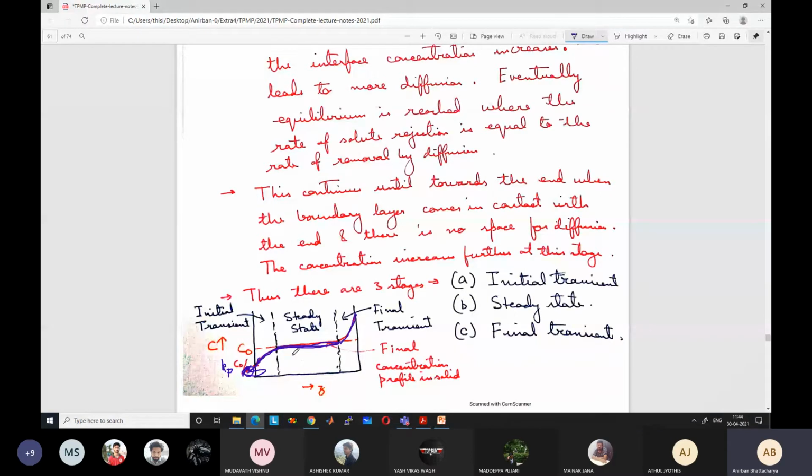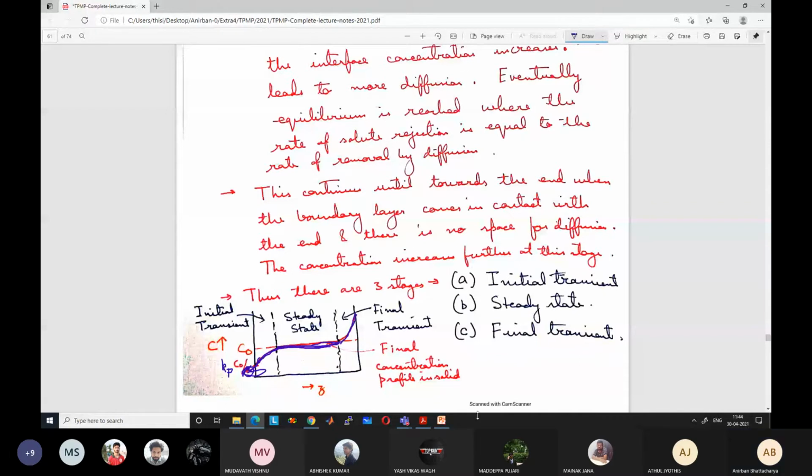The final transient is too difficult to study. Initial transient can be studied with a lot of approximation, because it's a transient process. So both the initial and final transient processes are very difficult to study using analytical solutions. So we'll just focus on the steady state part.